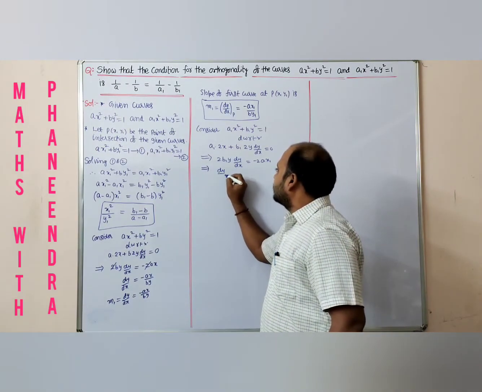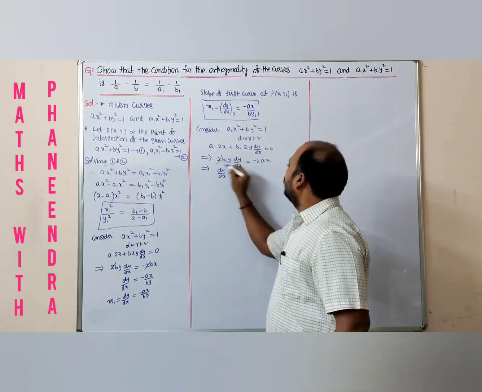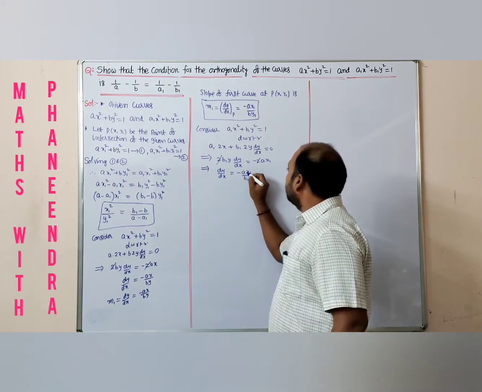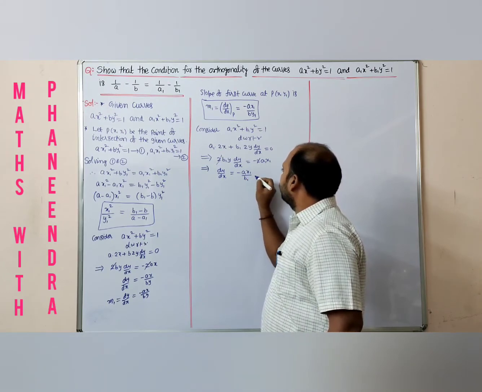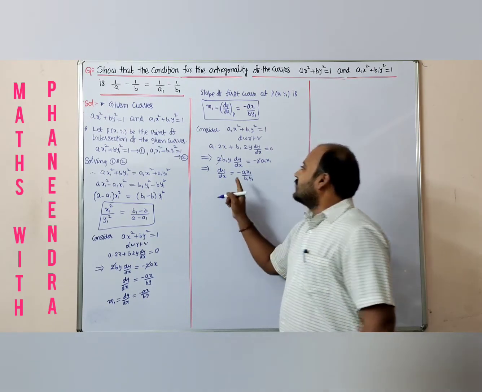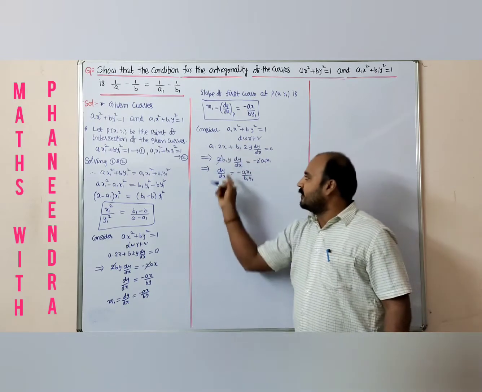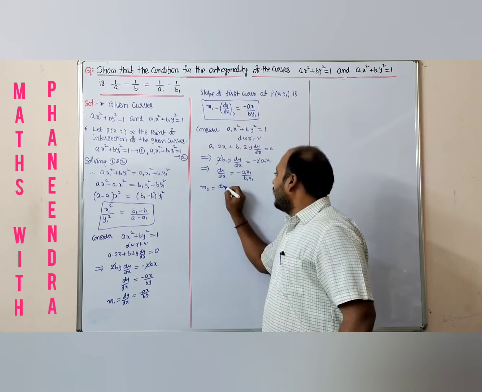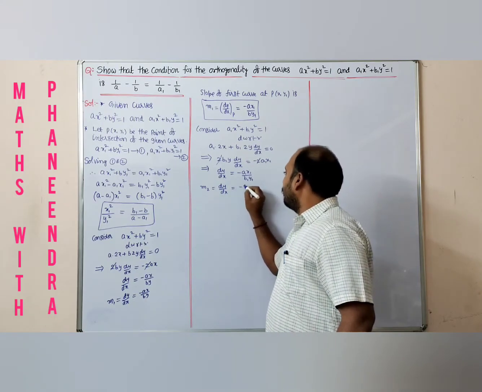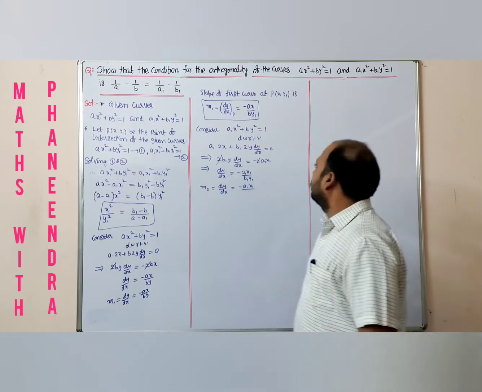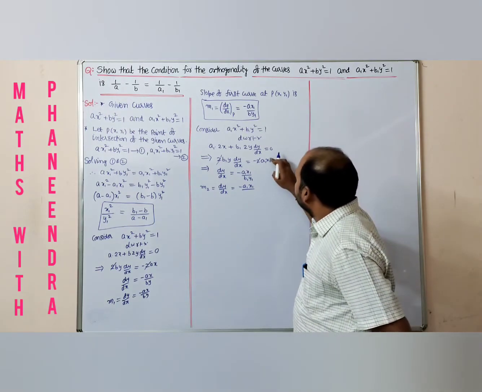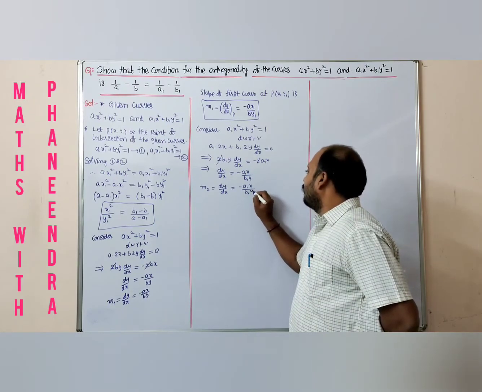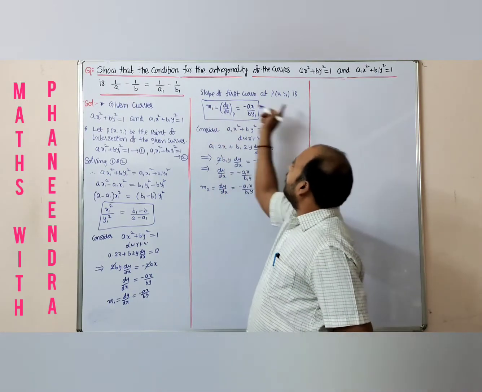So dy by dx is equal to, the 2 gets cancelled here, minus a1 x1 by b1 y1. This is the second curve's slope. So I am assuming in place of dy by dx, m2, that is m2 equal to dy by dx equal to minus a1 x1 by b1 y. After that, at what point can you calculate the slope?